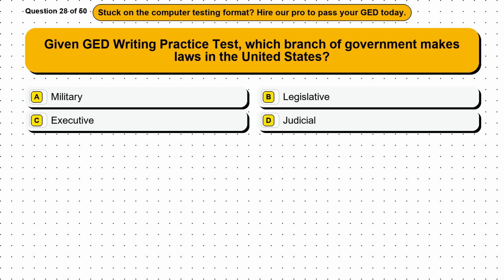Question 28. Given GED Writing Practice Test, which branch of government makes laws in the United States? Option A, military. Option B, legislative. Option C, executive. Option D, judicial.